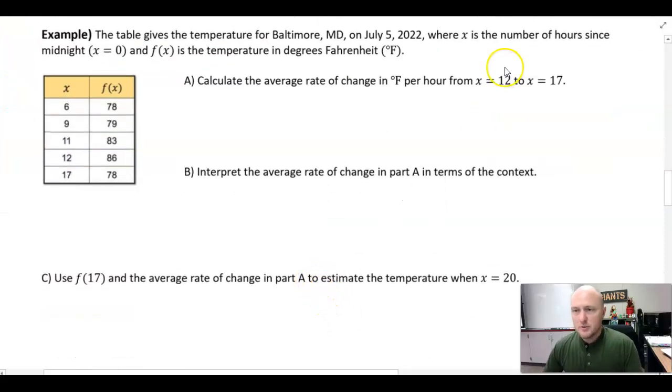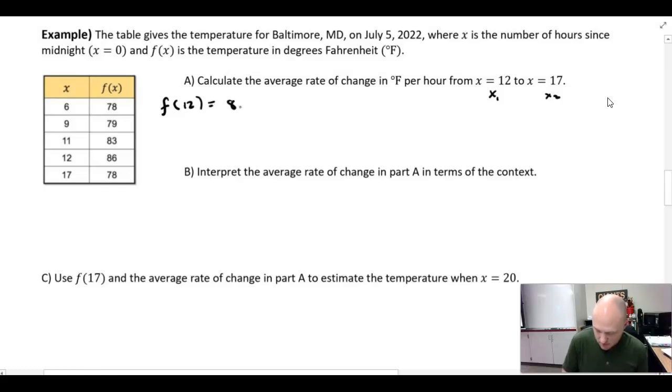Example 2. So here we have the same exact context, except they want us to calculate the average rate of change in degrees Fahrenheit per hour from x equals 12 to x equals 17. Okay. I know my interval. Here's my x1, 12. My x2 is 17. So I'm going to find my function values. The function value at 12, this was essentially noon, is 86 degrees Fahrenheit. And the temperature in Baltimore at 17 hours, if you're used to military time, we're just going to subtract 12. You get 5 p.m. That's going to be 78 degrees Fahrenheit.